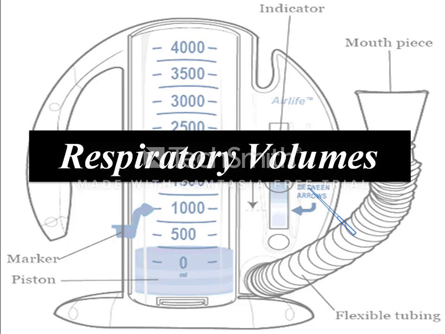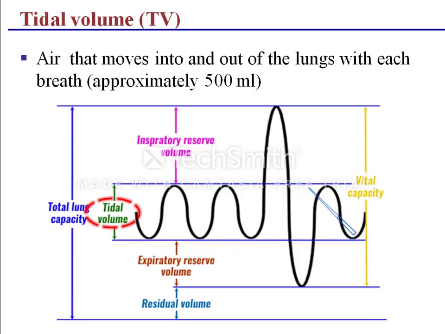So when we speak about lungs, we speak about lung volumes and lung capacities. These are measured using an instrument called a spirometer. The first volume is tidal volume. Air that moves into and out of the lungs with each breath is called tidal volume. This graph, shown as a pictorial representation, explains what tidal volume is. It is around 500 ml in adults.